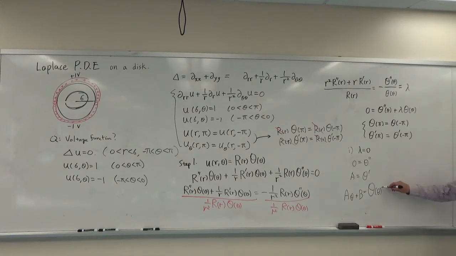Now for A pi plus B to equal A times negative pi plus B, if you cancel the B both sides and solve for A, what do you get for A? A must be?